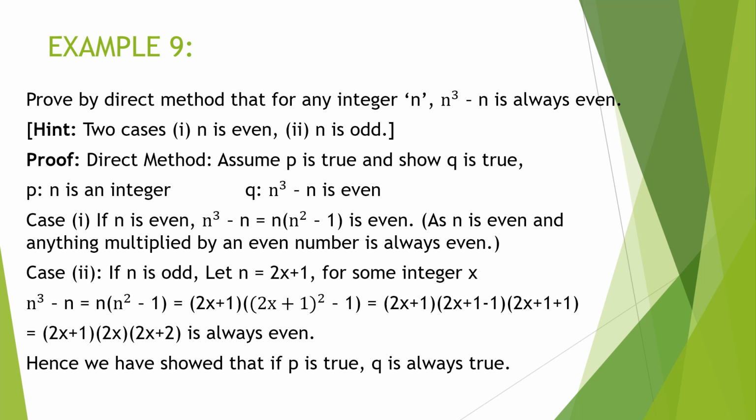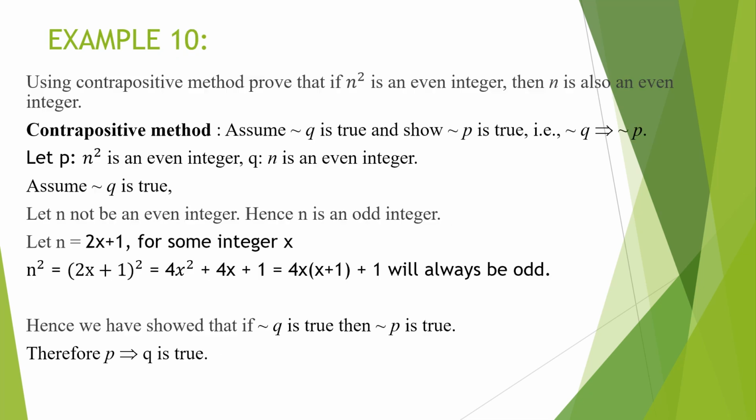Now you can see anything multiplied by 2 will always be even. So what we have shown is if P is true, then Q is always true. This is by the direct method.